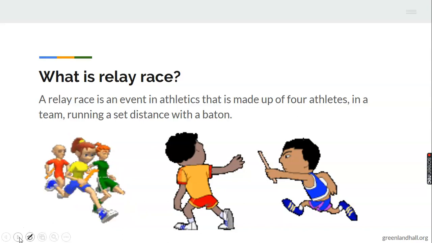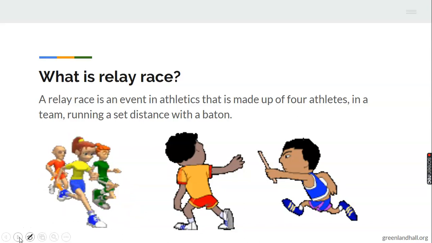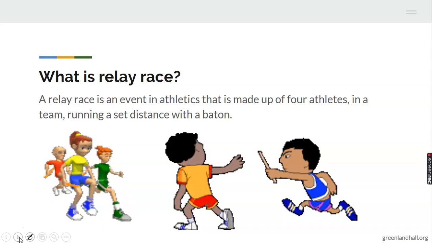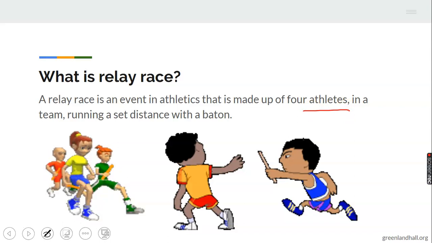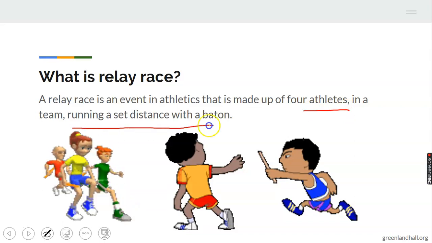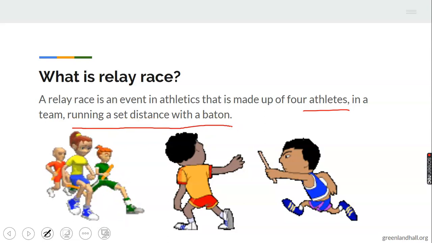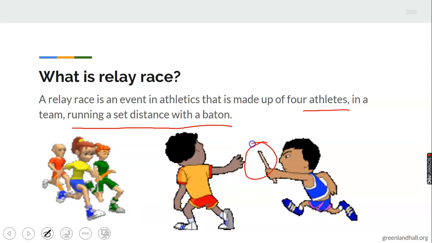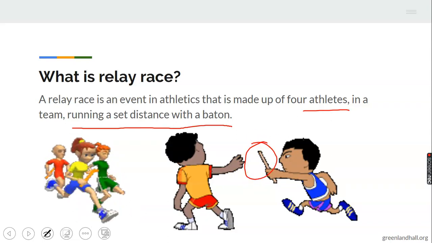What is a relay race? A relay race is an event in athletics that is made up of four athletes in a team, running a set distance with a baton. Someone is asking, what really is a baton? Some people call it a stick, but it's not really a stick.